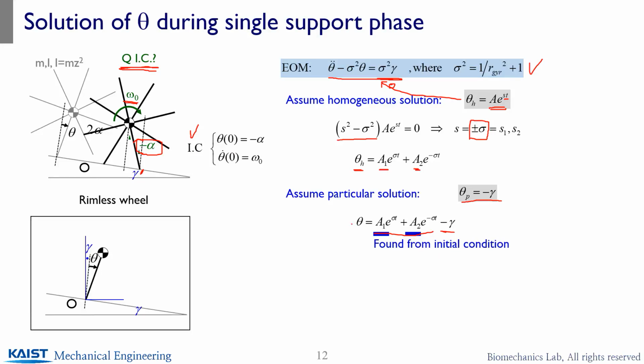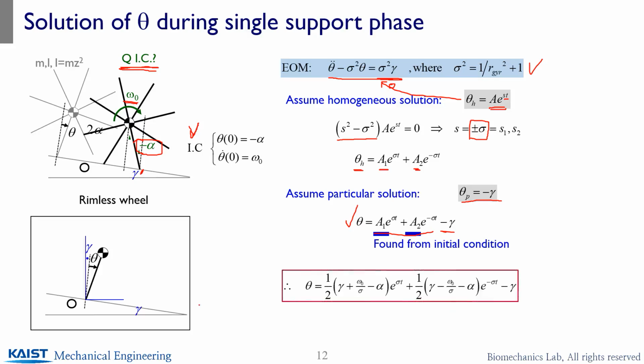So if you plug into these original equations of motion and just apply the initial condition, you can specify a1 and a2. Try by yourself, and you're supposed to have this one as a solution. So you have some coefficients for the exponential e to the sigma t, as a function of gamma, omega naught, sigma and alpha, all those initial conditions and model parameters, and also some coefficients about gamma and initial conditions for e to the minus sigma t, and minus gamma.